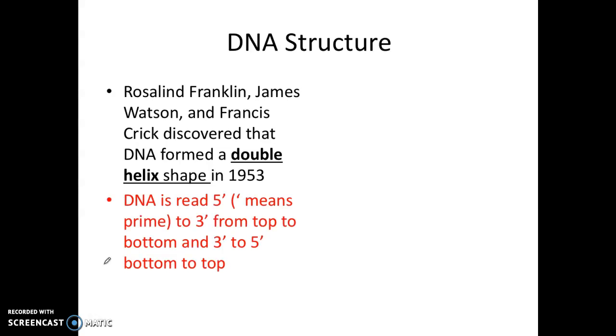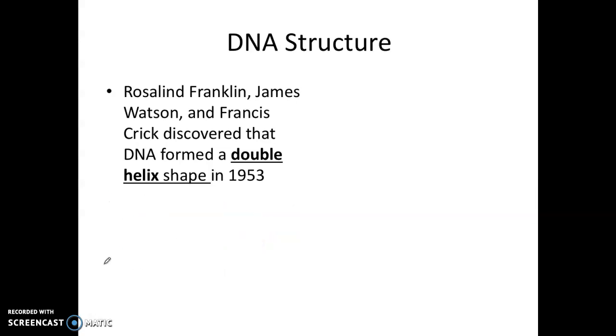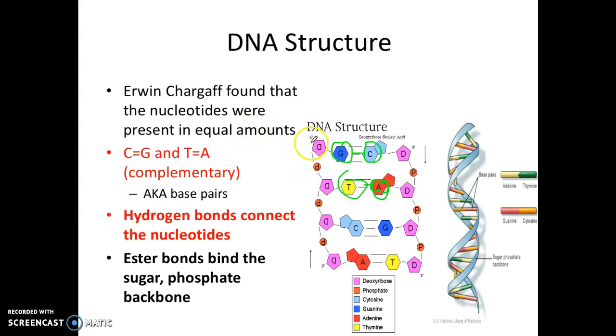DNA reads from 5' to 3'. So it's just the direction that it moves. And then from top to bottom, it's going to go 3 to 5. So let's go back real quick to this diagram. So here is 5' to 3'. So 5 is up here, and then 3 is down here. So it's always going to read opposite. So if this side is 5, so the G is on the 5 side, the C is going to be on the 3 side, okay?